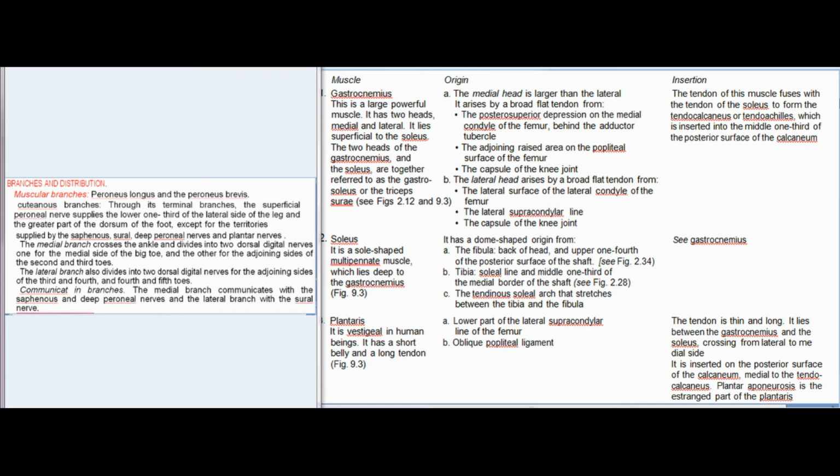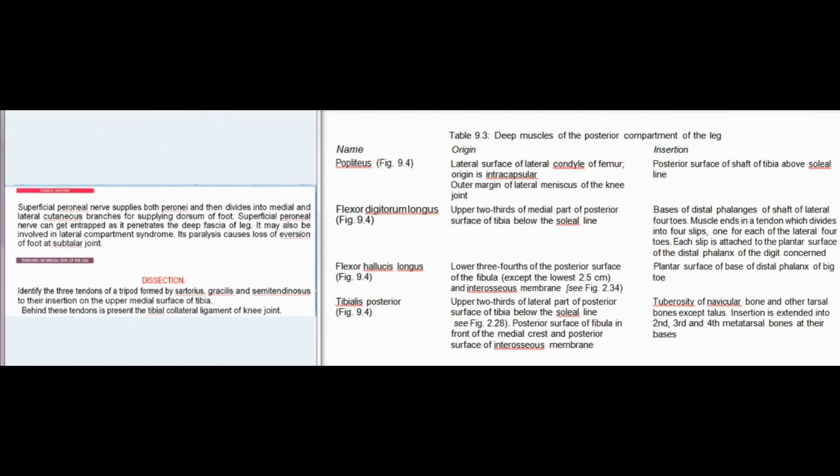Communicating branches: the medial branch communicates with the saphenous and deep peroneal nerves and the lateral branch with the sural nerve. The superficial peroneal nerve supplies both peronei and then divides into medial and lateral cutaneous branches for supplying the dorsum of the foot.